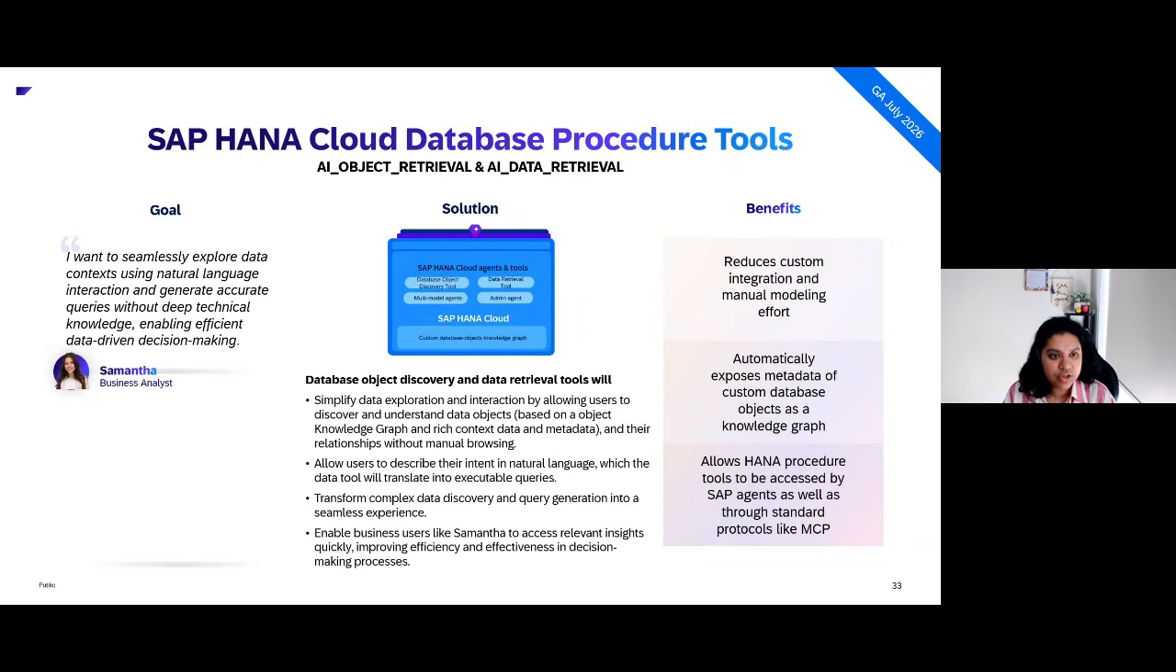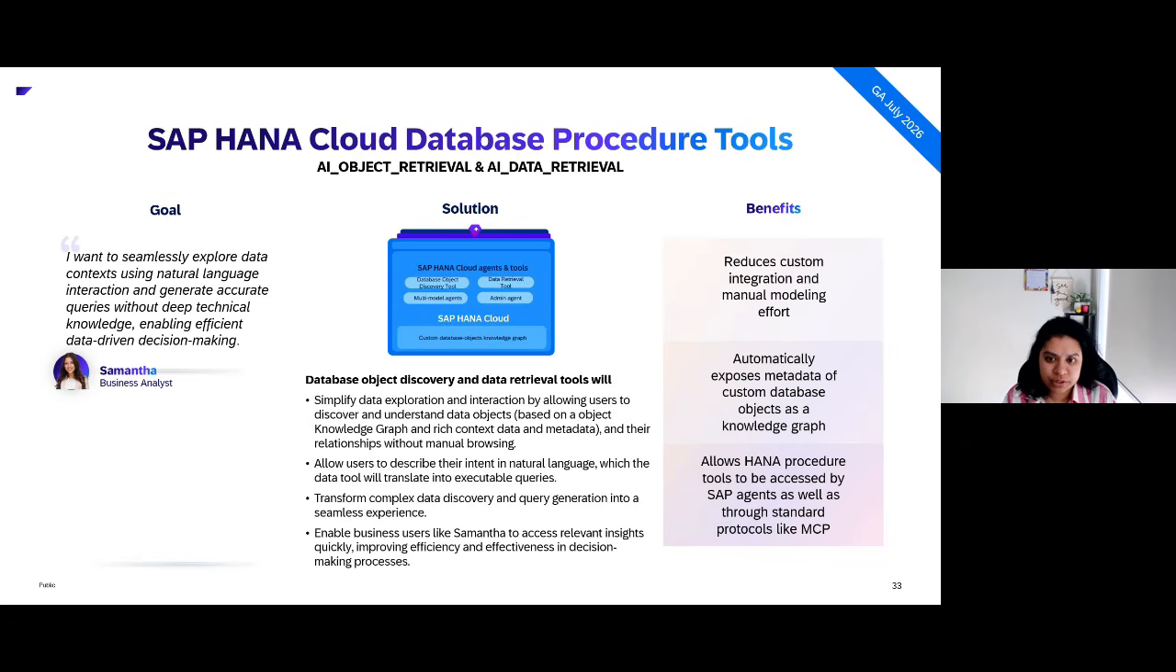The discovery tool would first help Samantha to understand the data landscape. So it automatically exposes database objects, metadata, and any other relationships through the custom database object knowledge graph that we have beneath it, thus allowing her to discover any relevant data without having to go through any manual browsing of the schemas or going through hundreds of tables, right?